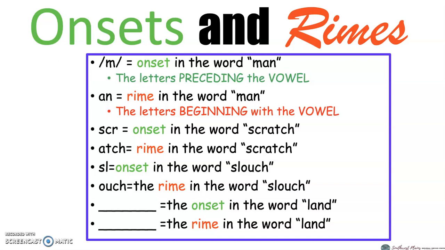Look at this example. Man. The onset is the M and the rhyme is the an. Knowing how to manipulate rhymes like an greatly aids a child's reading vocabulary. Think of how many words a child could build from an, like ran, can, Dan.